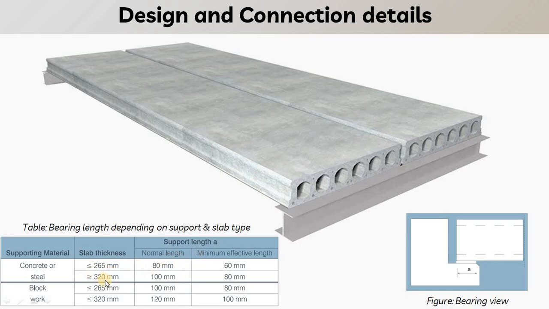If the thickness of the slab is more than 320, it is recommended that it requires 100 mm bearing. This also depends upon the design, because the design has to be checked for a given loading type and the transfer mechanism. So this is the minimum requirement that has to be considered.